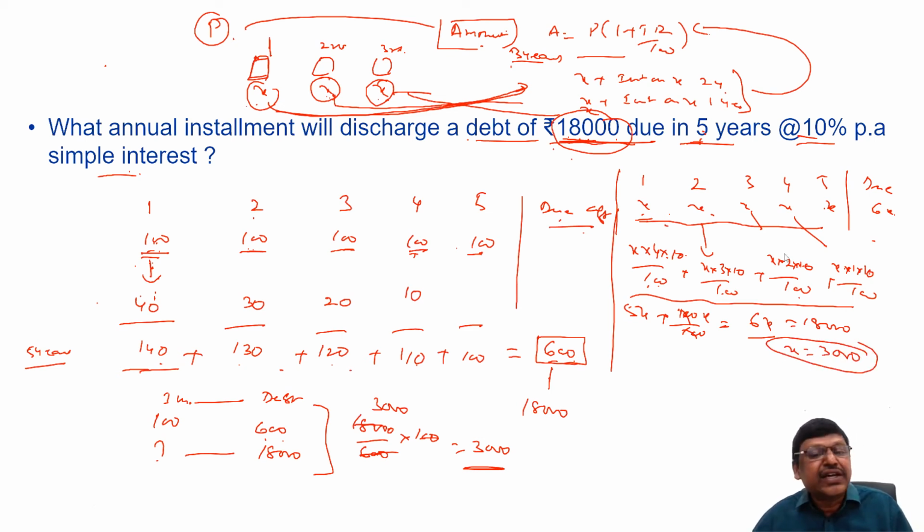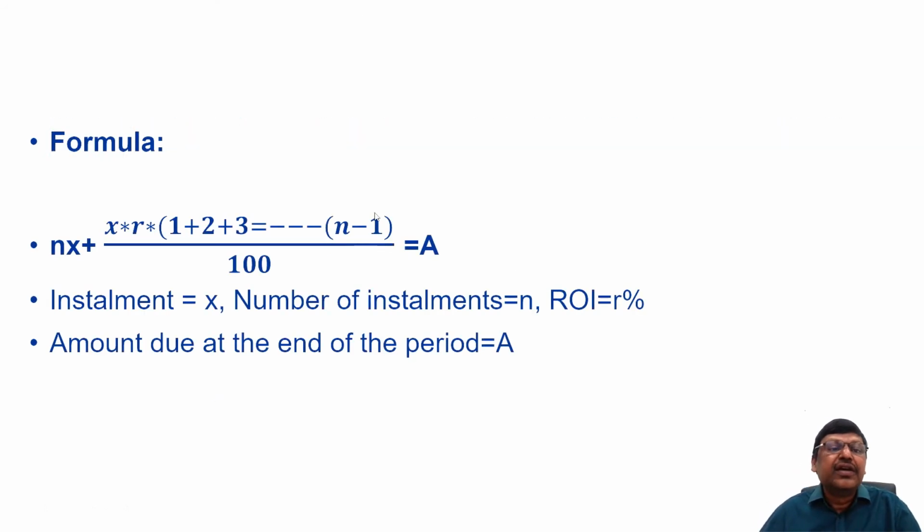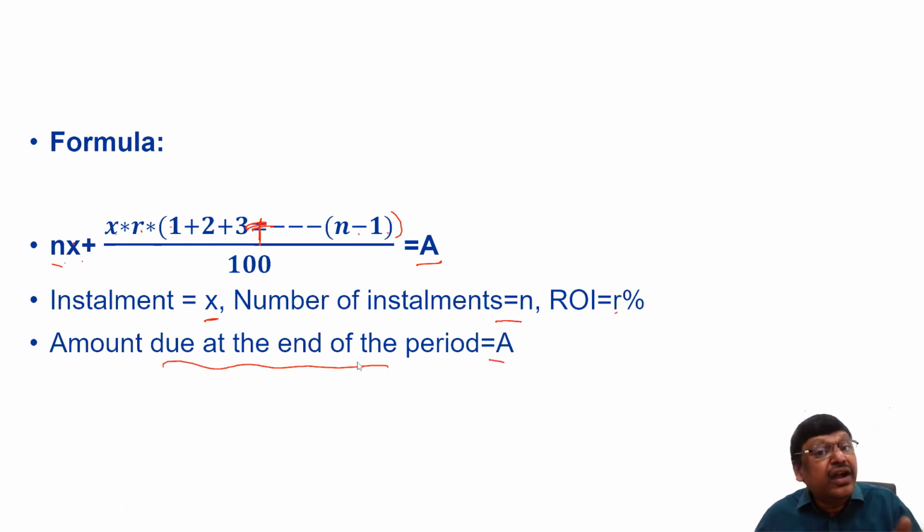Whatever I am writing using x here, the same thing we write as a shortcut formula: n into x plus x into r into (1 plus 2 plus 3 and so on till n minus 1) by 100 equals a. What are these? x stands for the installment, n stands for the number of installments, r is the rate of interest, and a is the amount due at the end of the period, not what you borrowed today.